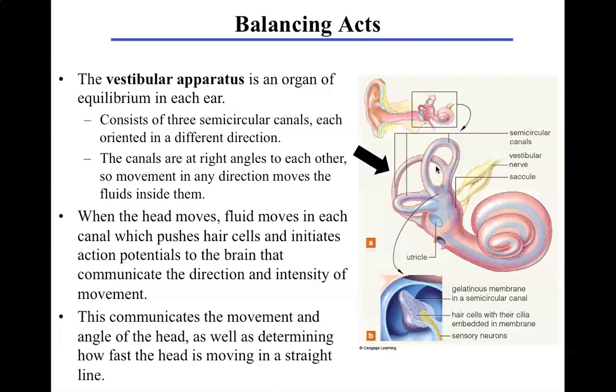But if you get on one of those things and you spin, right, the centrifugal force is going to force the fluid in the vestibular apparatus to get pushed out to the sides. So you're going to get a signal from your vestibular apparatus to the brain, and it's going to say, hey, I'm spinning, right? And if you have your eyes open, you're also going to see the world is spinning.